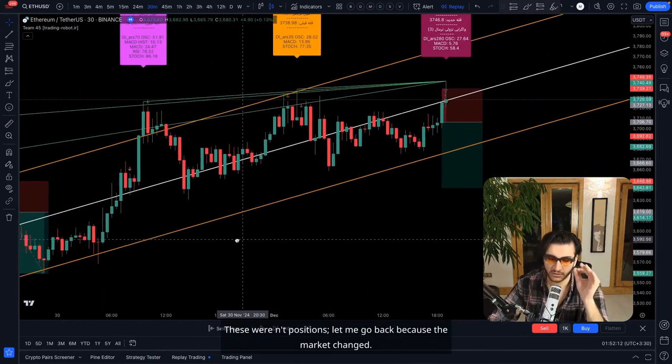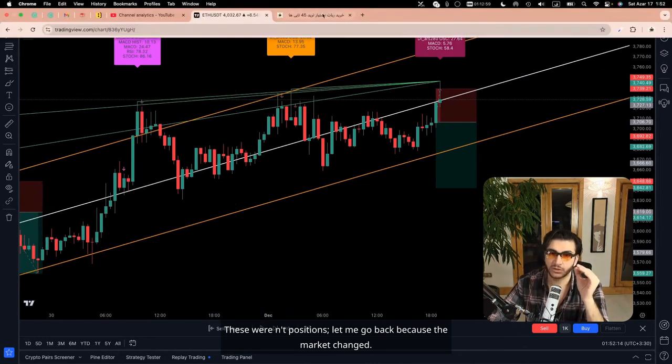Where else did we have positions? These weren't positions. Let me go back because the market changed. Now it's on the trend line. Back then, there wasn't one.